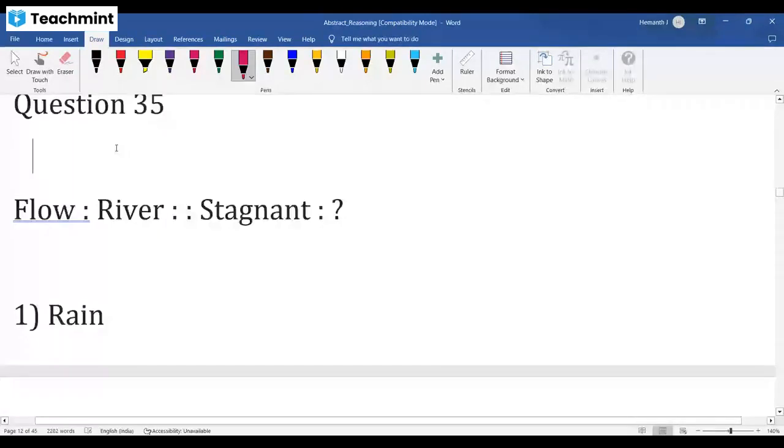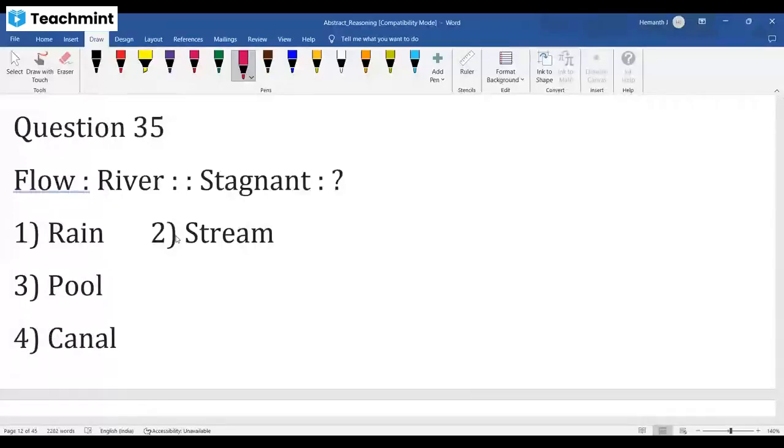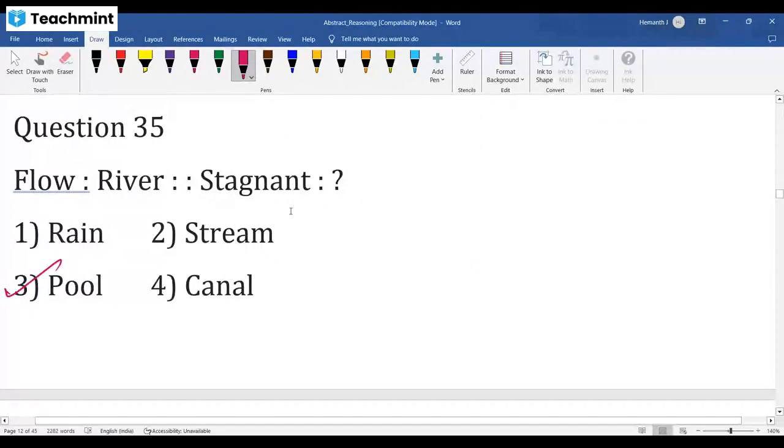We know, okay, flow, river is flowing, stagnant means which is stopped. In a pool, water will stop, right? So canal also, it's flowing. Pool is the one where the water is stagnant. We can call it like a pool. This is a bit related to verbal. People can search and work related to these things. Up to my knowledge, stagnant pool is the only correct one.